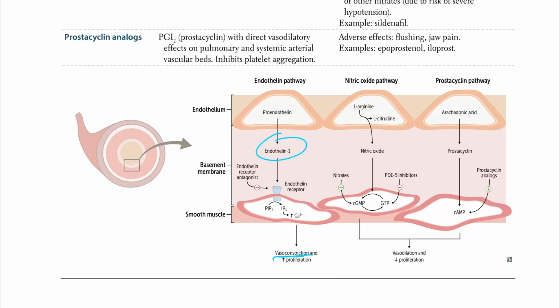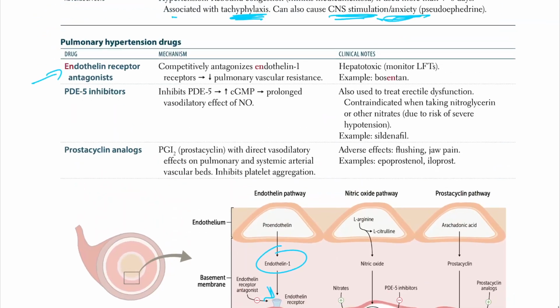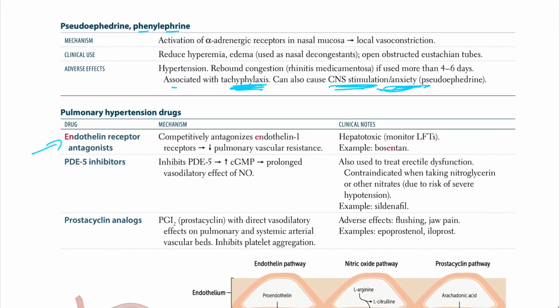When you cause vasoconstriction and increase proliferation, eventually you're causing pulmonary hypertension. So we've got to stop this, right? How do we stop it? We give an endothelin receptor antagonist right here. And what is that? Well, that is going to be your bosentan.